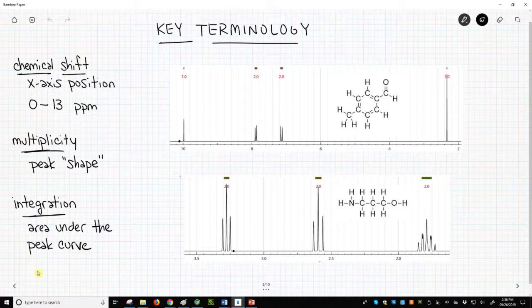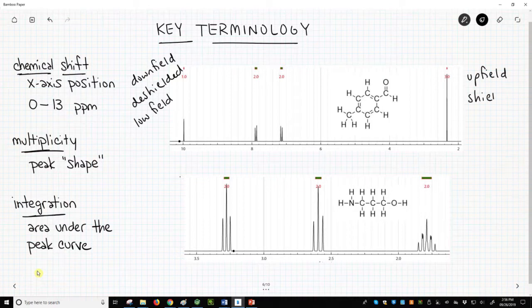Chemical shift is the position of a peak or cluster of peaks on the x-axis. Chemical shift can be described qualitatively. Peaks on the left of the spectrum are called downfield, deshielded, or low field. Peaks on the right are called upfield, shielded, and high field.